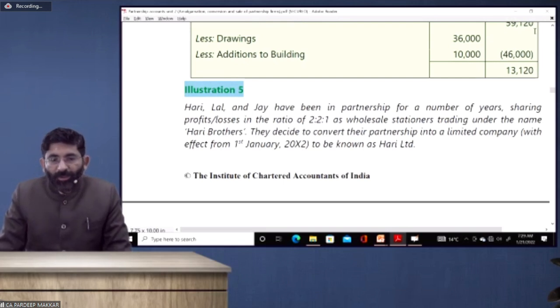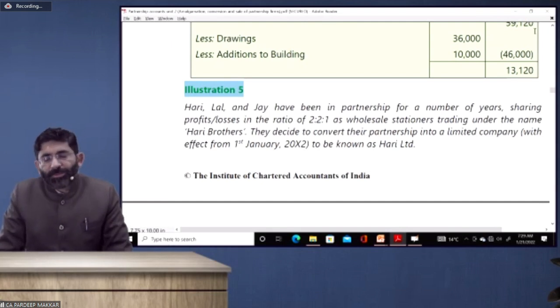They have already decided to convert their partnership into a limited company. Now they have decided to convert it into a limited company. So you should remember that there are two types of companies. One is a private limited company and second is a public limited company. So that is all up to their decision.